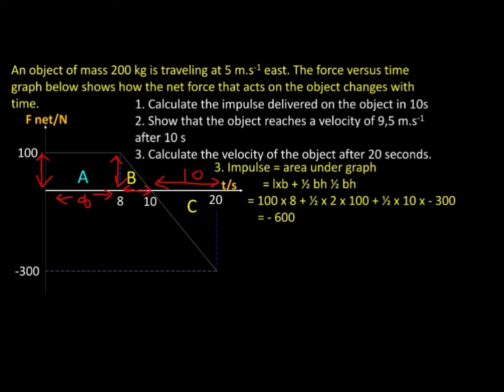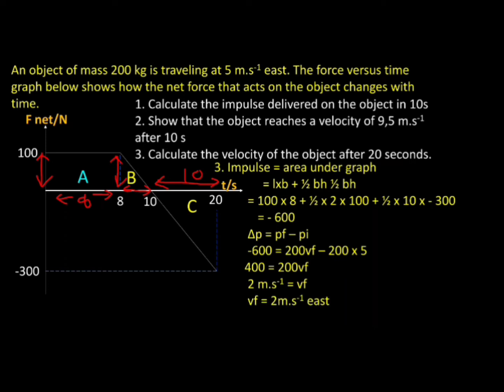Once I know the total impulse and the initial velocity, I can now work out the final velocity of the object by saying impulse is change in momentum. Negative 600 is now 200 Vf minus 200 times 5. I get 400 equals 200 Vf. Therefore, the final velocity is now 2 meters per second east.